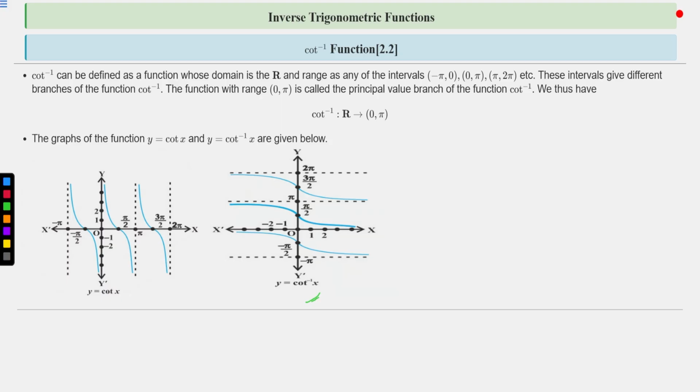We have just rotated the x-axis and y-axis, right? We have rotated this x-axis like this. The x-axis will become the y-axis and the y-axis will become the x-axis, and we can easily draw the graph of cot inverse x. Now see, it is bijective because if you draw any line parallel to the x-axis, it cuts the graph at one point only. So it is one-one and onto as well, right?